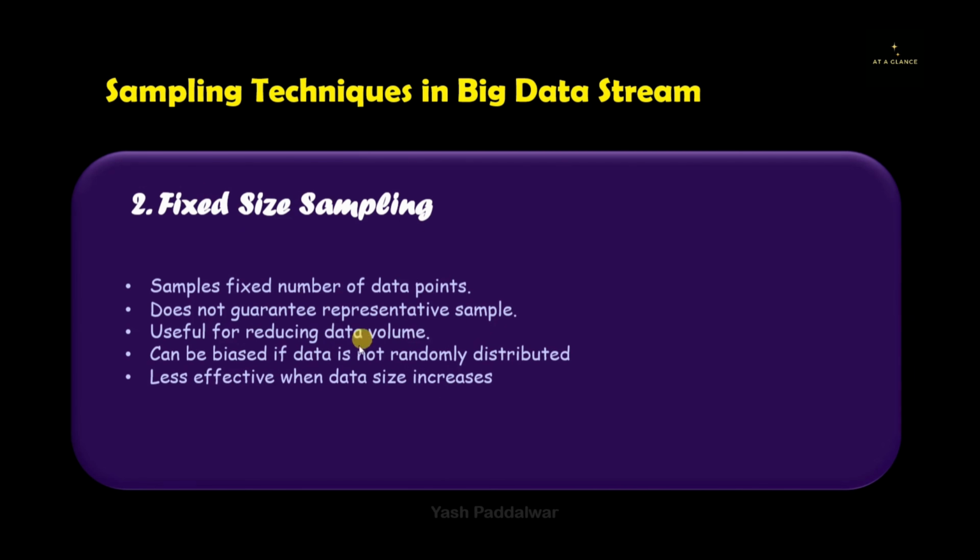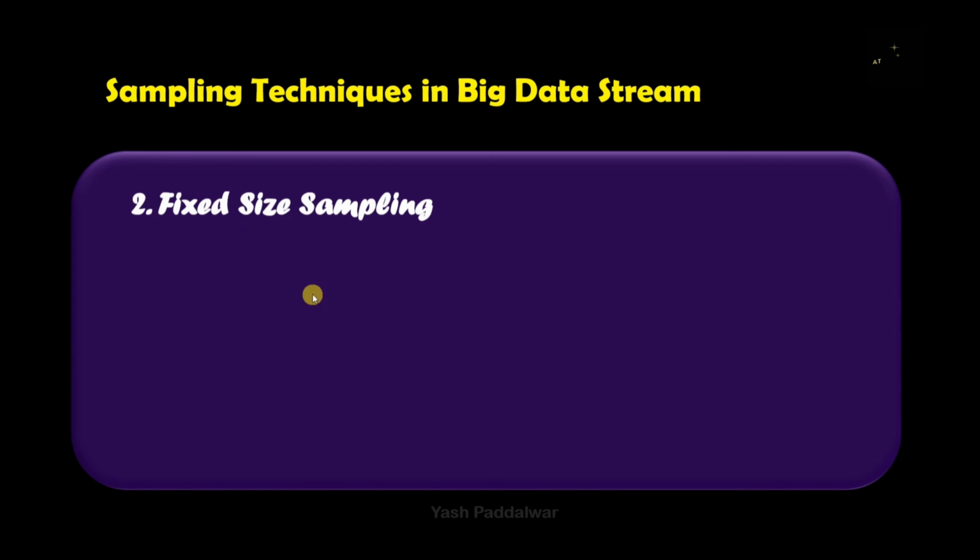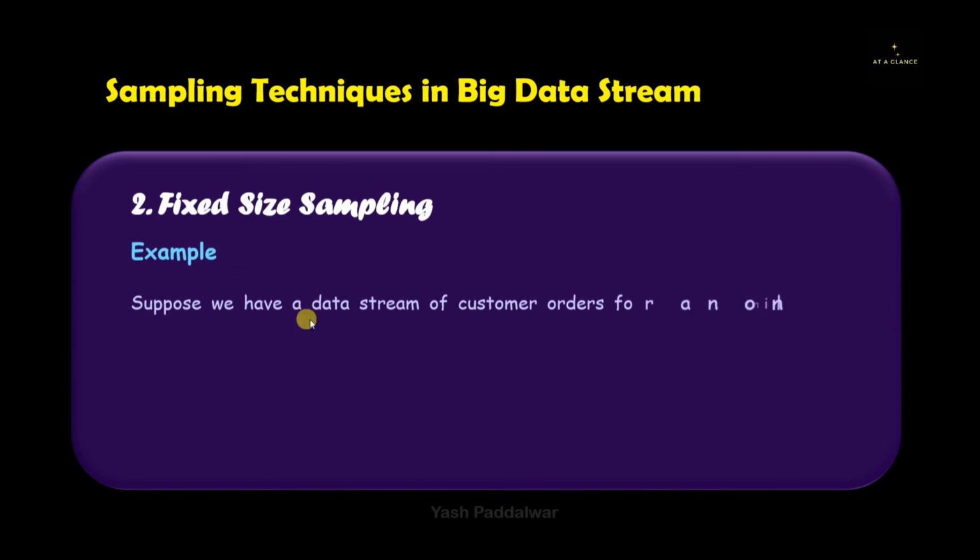Now, as I said, if you have a very large volume of data, and you use this particular sampling technique, then it is not going to retain all the significant characteristics of the entire stream, and hence it is less effective. I hope the overview of this particular sampling technique is clear to you all. Now let's have a look at an example which will clear all your doubts.